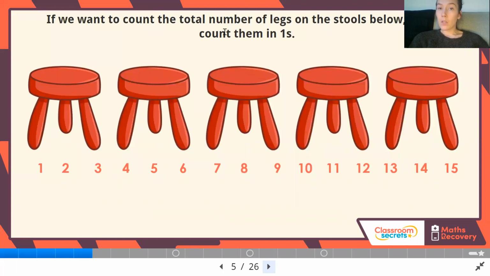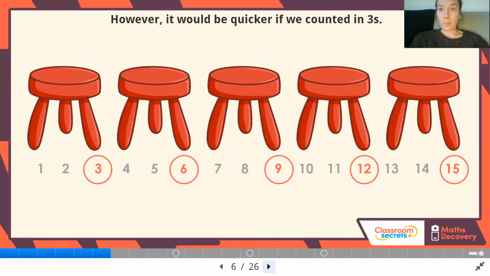If we want to count the total number of legs on the stools, we can count them in ones, or when we eventually learn to count in 3's, we can count on up in 3's. So if you can see here, everybody, we've got 3, 6, 9, 12, 15. This sequence here is counting up in 3's, which is what we're going to be focusing on today.